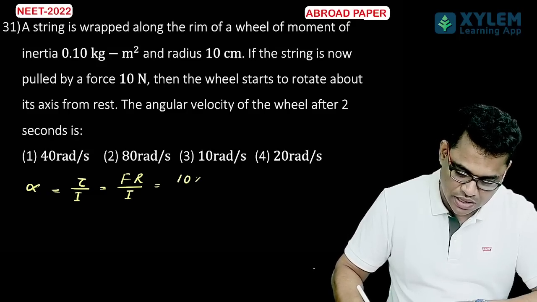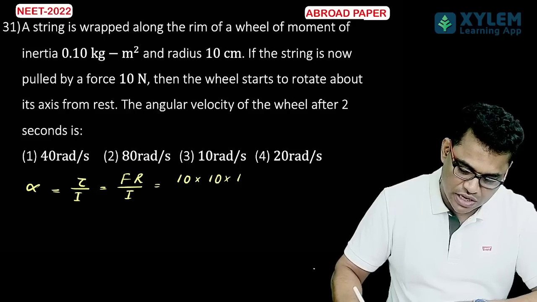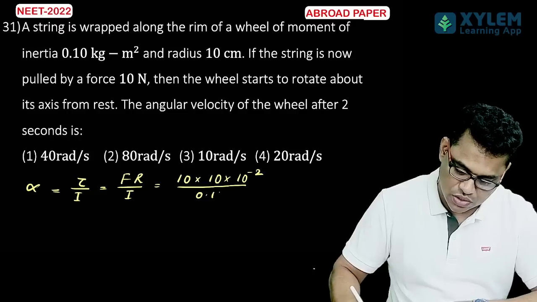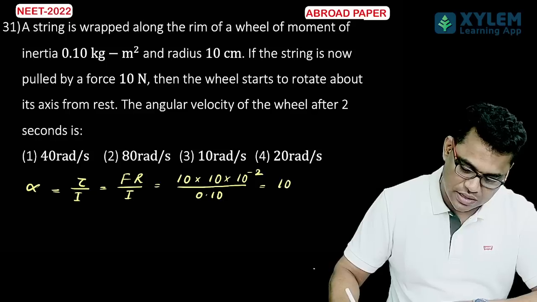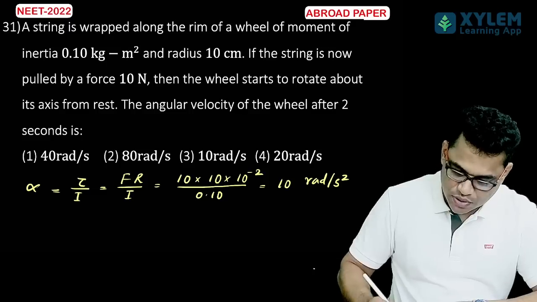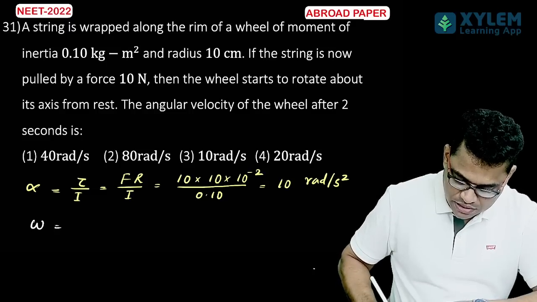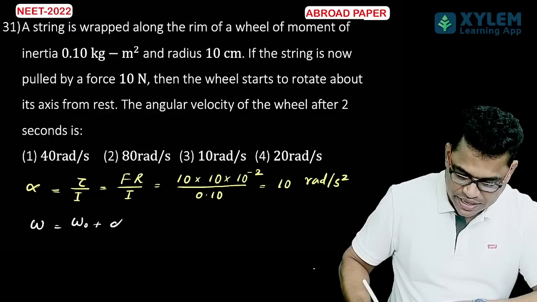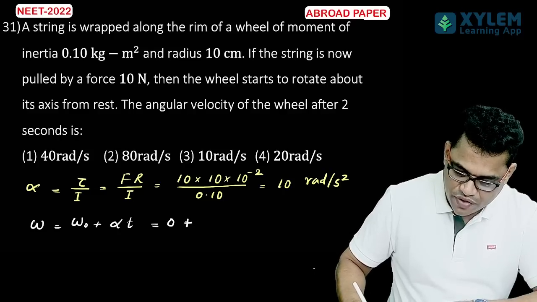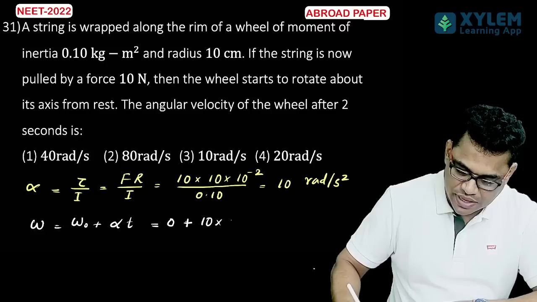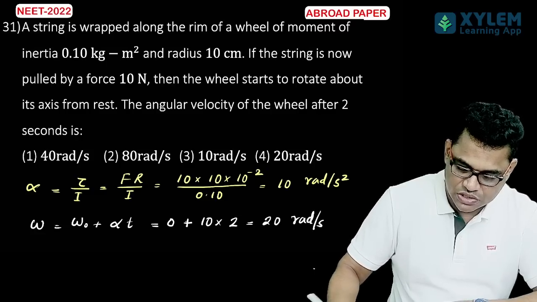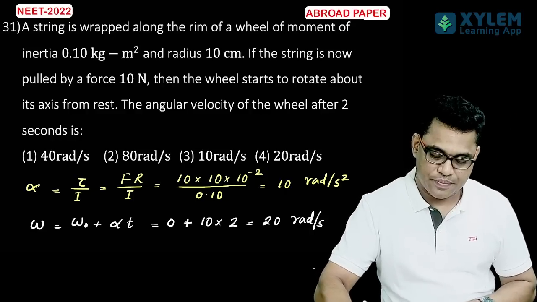Force is equal to 10 Newton. Radius is equal to 10 centimeter, which is 10 into 10 to the power minus 2. Moment of inertia is equal to 0.10. Therefore, what you get is 10 radian per second square. Then let us find out the angular velocity. Omega is equal to omega 0 plus alpha t. It starts from rest, therefore omega 0 is equal to 0. Alpha we found to be 10. Time is given as 2. Therefore the answer is 20 radian per second. Here is the answer, 4.